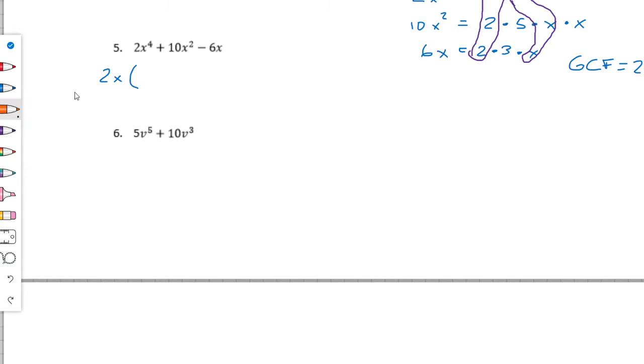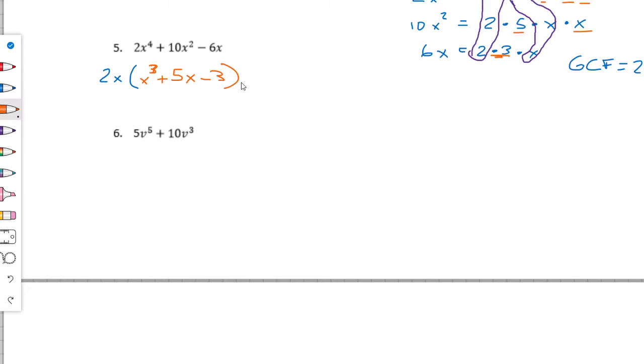So in our first term, we have x, x, x. So we have x cubed. Then our next term, we have 5x. And then our last one, we're going to do the minus, and then we're only left with just 3. So minus 3. So our answer would be 2x times the quantity of x cubed plus 5x minus 3.